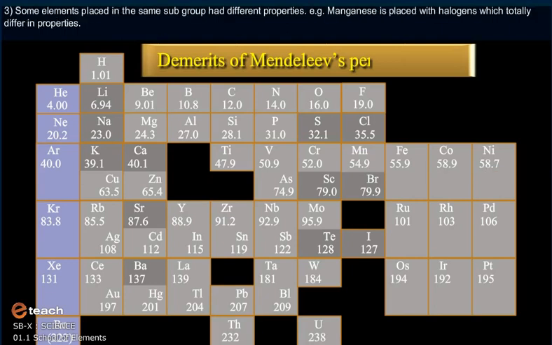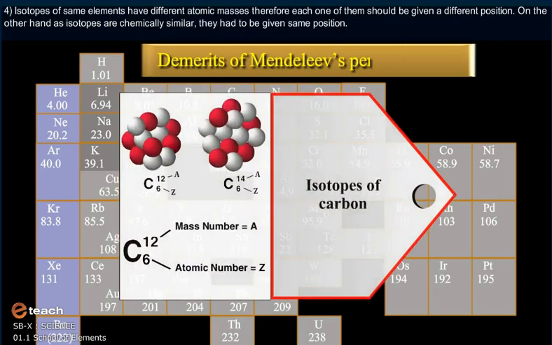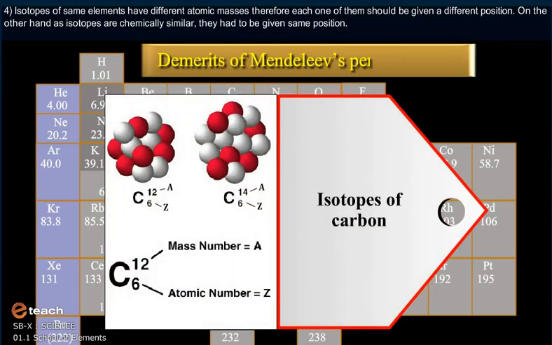3. Some elements placed in the same subgroup had different properties. For example, manganese is placed with halogens, which totally differ in properties. 4. Isotopes of the same element have different atomic masses, therefore each one of them should be given a different position. On the other hand, as isotopes are chemically similar, they had to be given the same position.